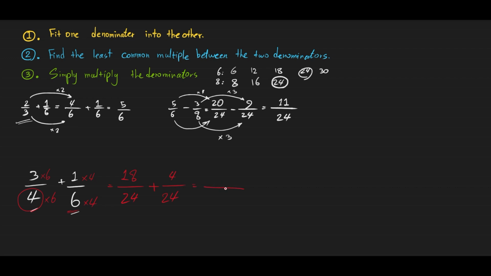Since the denominators are the same, we can easily add our numerators. So 18 plus 4 over 24 will be equal to 22 over 24. So what do you notice about 22 and 24? Well, they're both even, aren't they? So we can simplify these by dividing both of them by 2. 22 divided by 2 is 11, and 24 divided by 2 is 12. And since 11 is a prime number, we know that this fraction is now in simplest form.